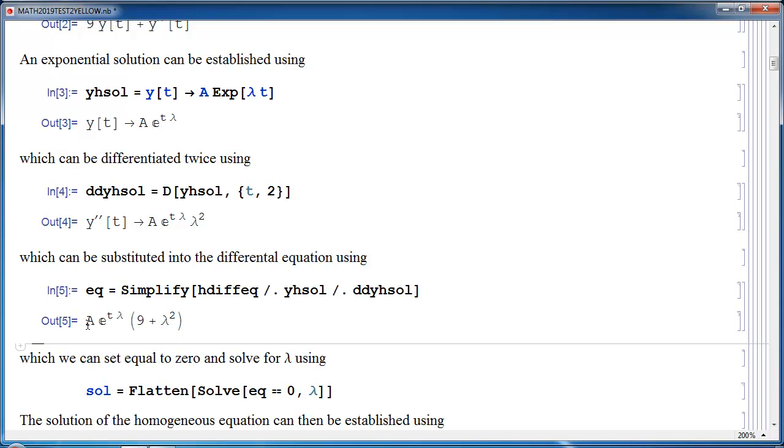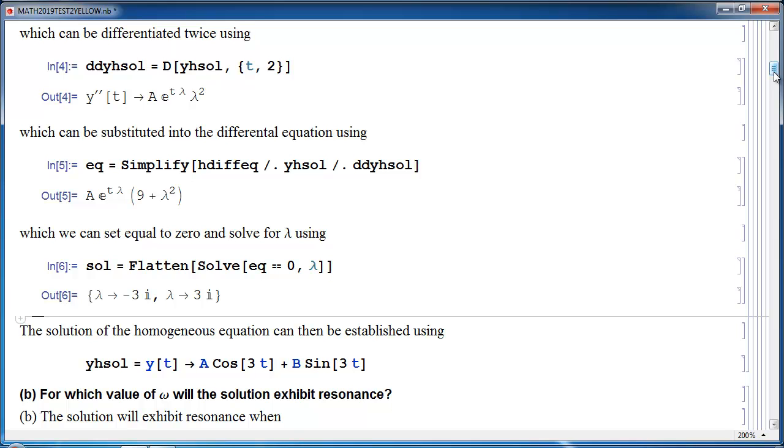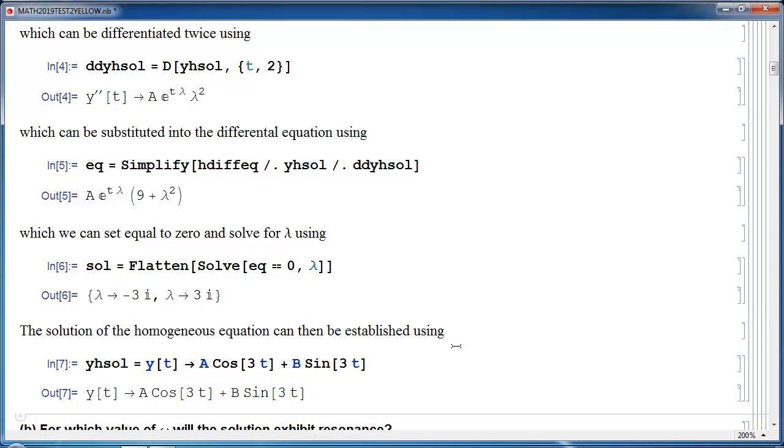Well, a can't be 0 because that would just give us the 0 solution. E to the lambda t is never 0, so we conclude that the values of lambda are the solution of that, and we can find those. And we can see that they're both imaginary, which indicates that the solutions will be oscillatory and thus a linear combination of the cosine of 3t and the sine of 3t. So there it is.